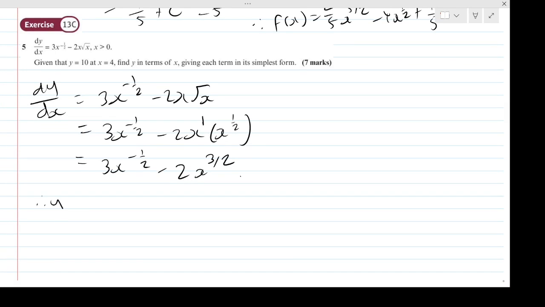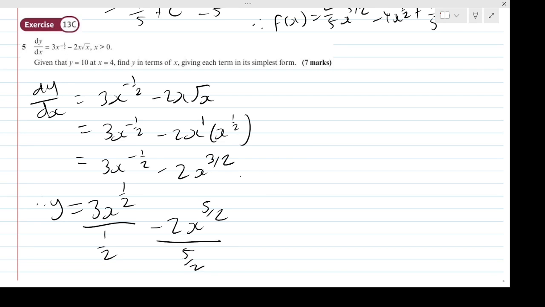So therefore y, the original function, if I integrate, I firstly integrate x to the minus a half. We're going to have x, if we add 1 to the power, minus a half add 1 is positive a half, then divide by a half. Then minus 2 times, well then we integrate x to the 3 over 2. So if we add 1 to the power, we get 5 over 2, and divide then by 5 over 2, and a plus c on the end.